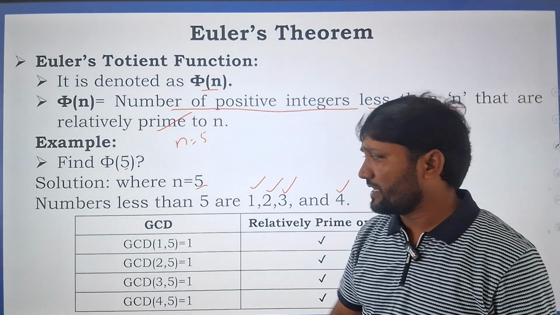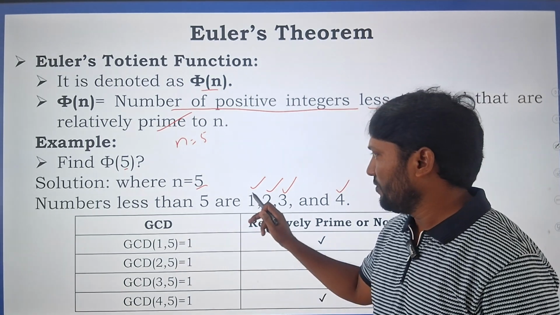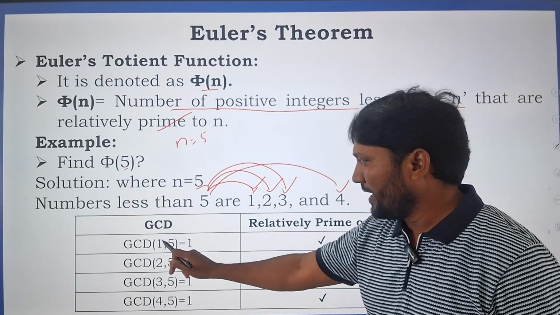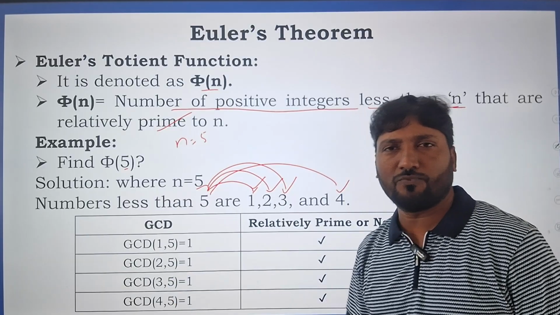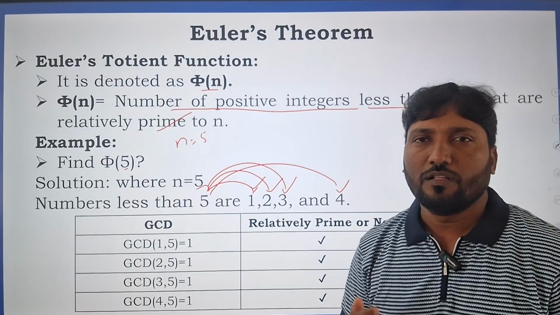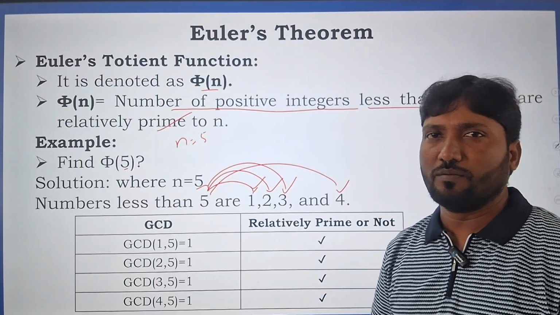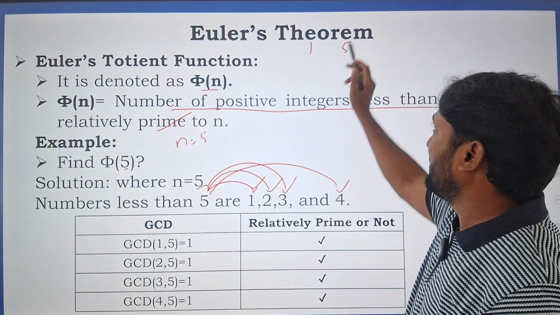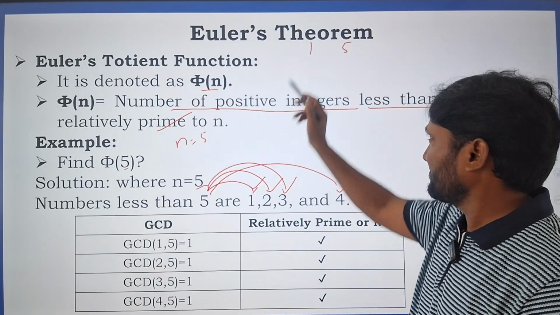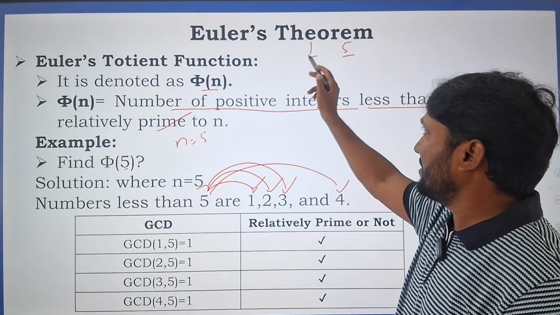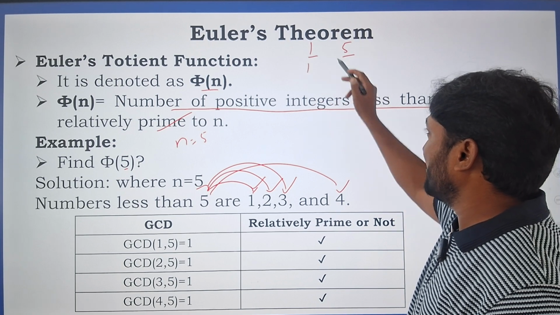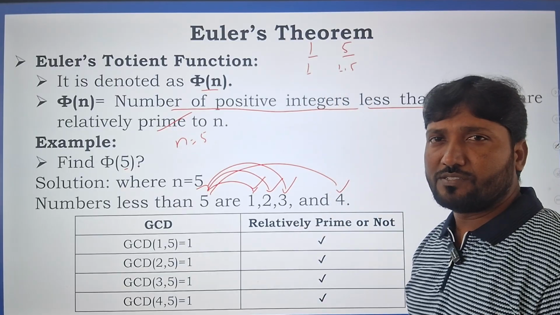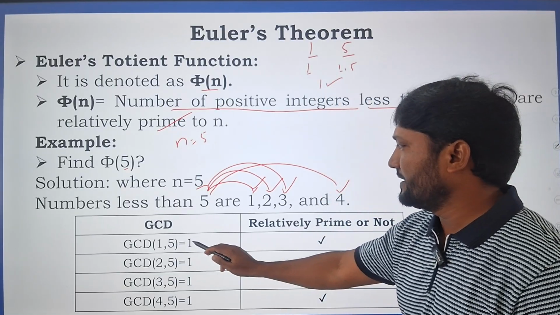Then calculate the GCD of 1 comma 5, 2 comma 5, 3 comma 5 and 4 comma 5. As we know how to calculate the GCD of two numbers. Let us see 1 comma 5. One method to calculate the GCD is this: what are the divisors of 1? Only 1. What are the divisors of 5? 1 and 5. Now, in the second step, what are the common divisors here? Only 1. So we get only 1.